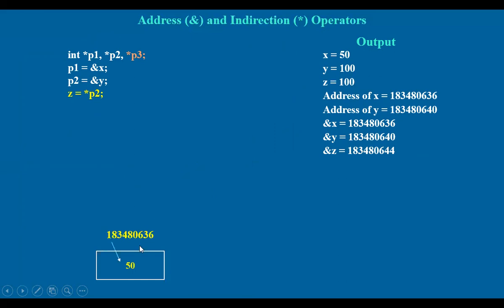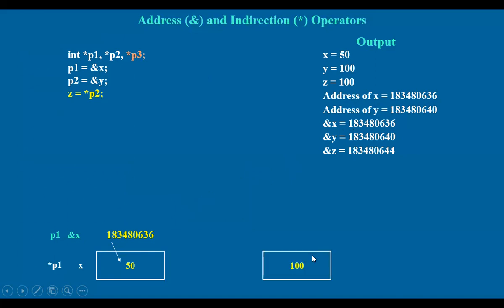This is the value of X. The variable X is assigned the value 50, and this is the address of X, the address of X or ampersand X or P1. So we get this value here, the address of X, or even if you say ampersand X, you get the same value. Whether P1 or ampersand X, you get the same value.